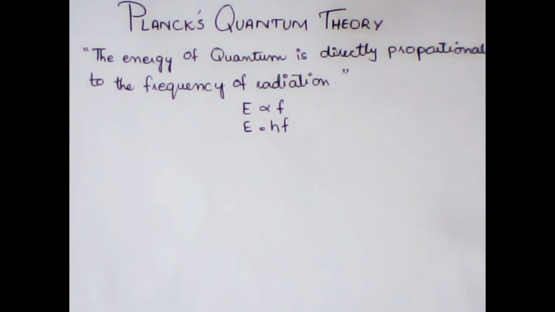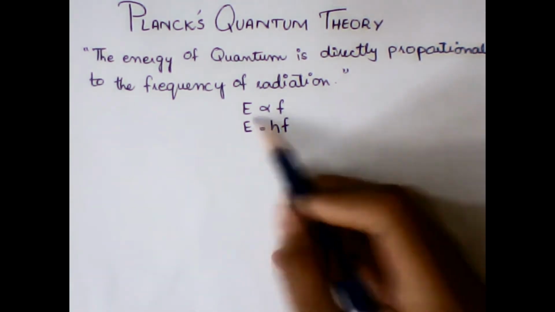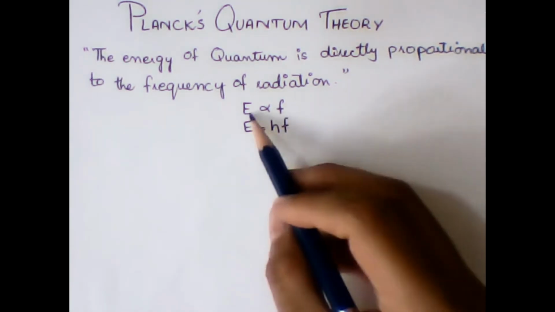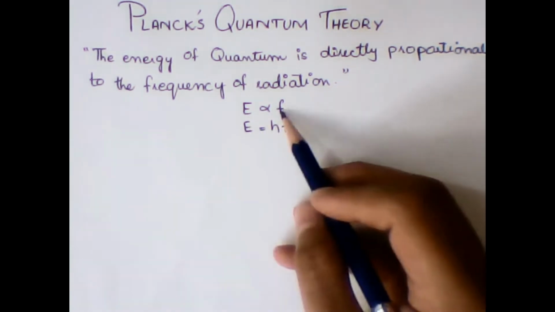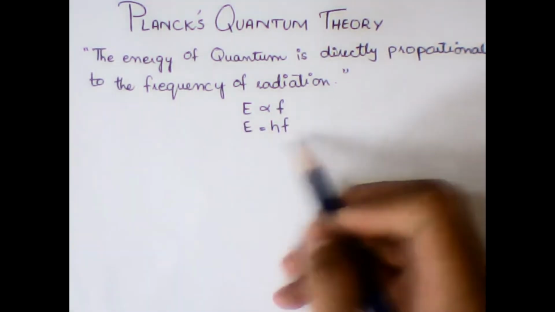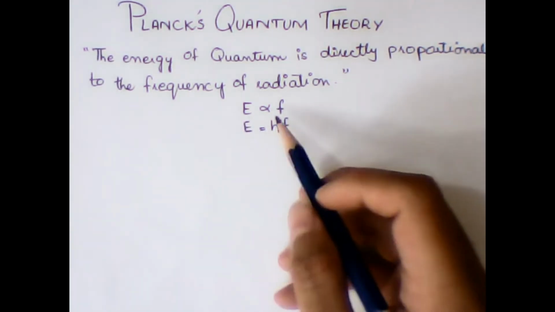Planck's quantum theory was enunciated by Max Planck, who was a German physicist. The theory asserts that the energy of a quantum is directly proportional to the frequency of radiation. In simple words, the theory can be written as this: E represents the energy and F represents the frequency. This is the mathematical representation of Planck's quantum theory.